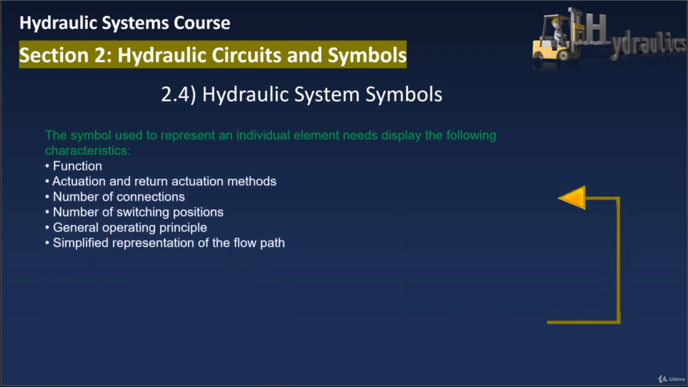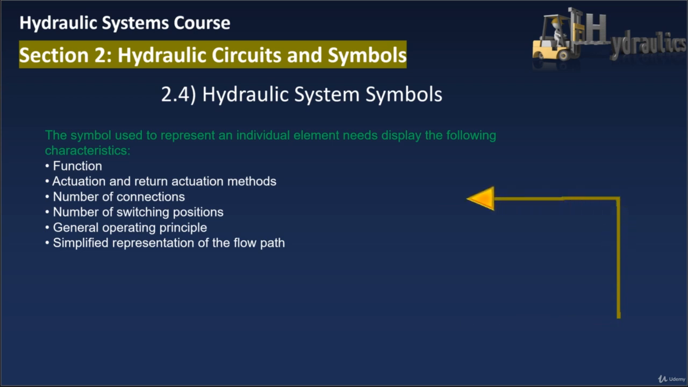The function. What is the function, for example, of a pump? The pump is used to pump hydraulic oil. Actuation and return actuation methods: where the flow will go and how it is returned back. Number of connections. For the pump, I have an inlet and an outlet, 2 connections. Some valves have 4 connections. It depends. Number of switching positions of the valve itself. The directional control valve will move to certain positions, so how many? General operating principles.